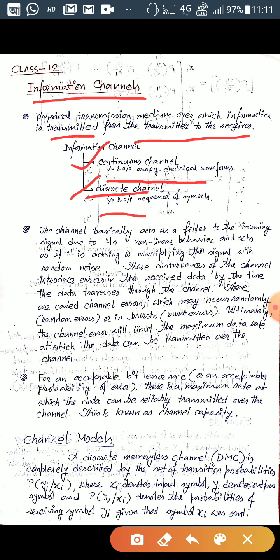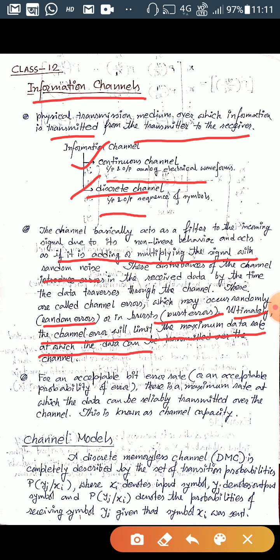Basically, the channel acts as a filter to the incoming signal due to its non-linear behavior, as if it is adding or multiplying the signal with random noise. So random errors are introduced and burst errors can also be introduced. Obviously there is some limitation for that particular channel. Ultimately the channel error will limit the maximum data rate at which data can be transmitted over the channel. So channel error is an important term for analyzing the information channel.